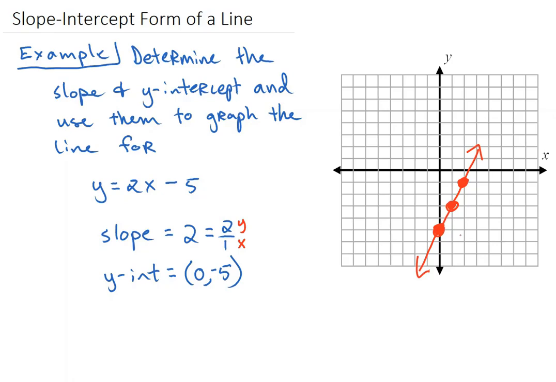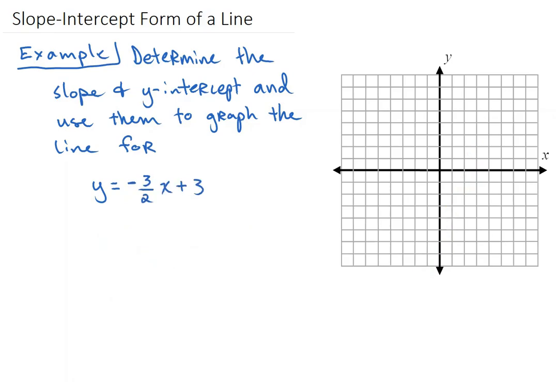So you just use the y-intercept. That gives you a starting point, and then you can do your change from there by reading off from the slope how much the x's are changing for how much the y's are changing. Let's do another one of these.